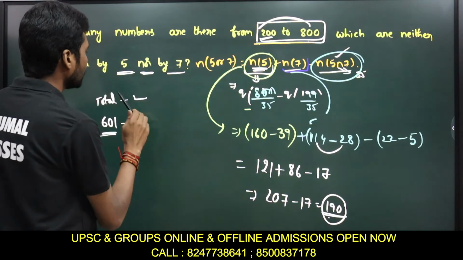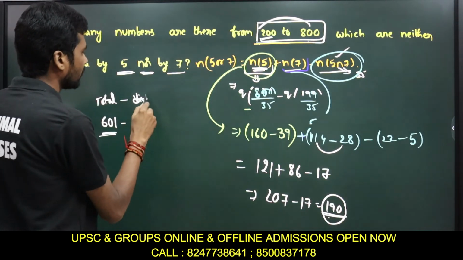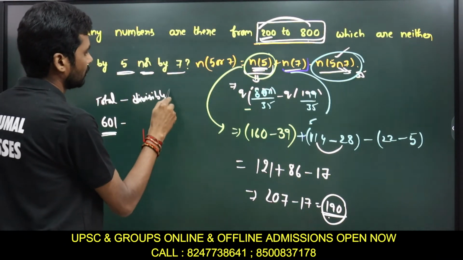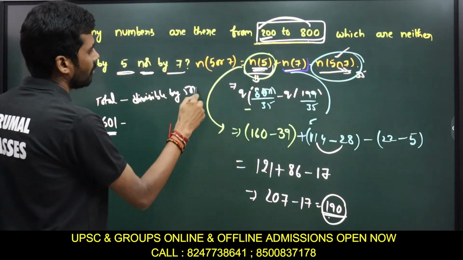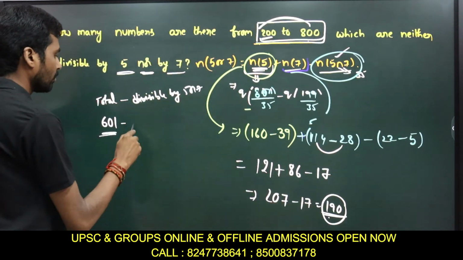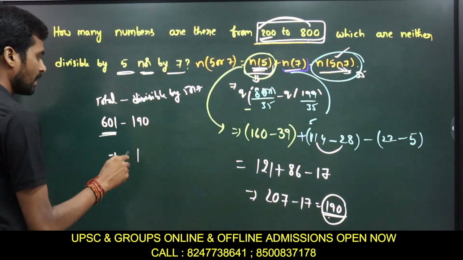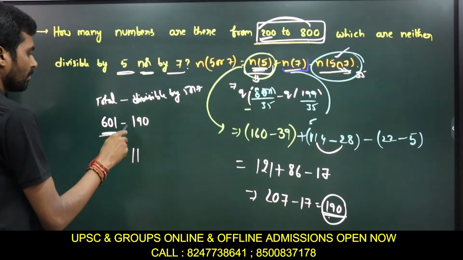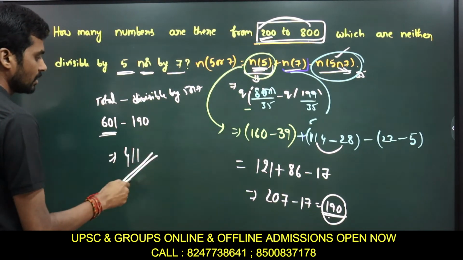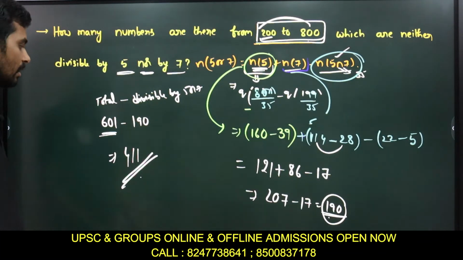Now how many numbers are divisible by 5 or 7? So this is total minus divisible by 5 or 7. How many numbers are divisible by 5 or 7? 190. So the answer is what? 1 minus 0 is 1. 10 minus 9 is 1. 5 minus 1 is 4. So the final answer is 411.